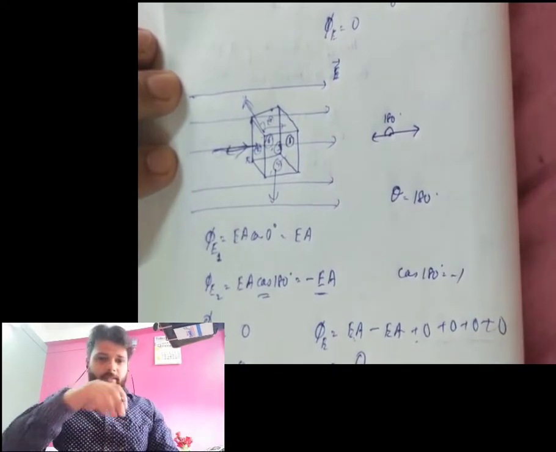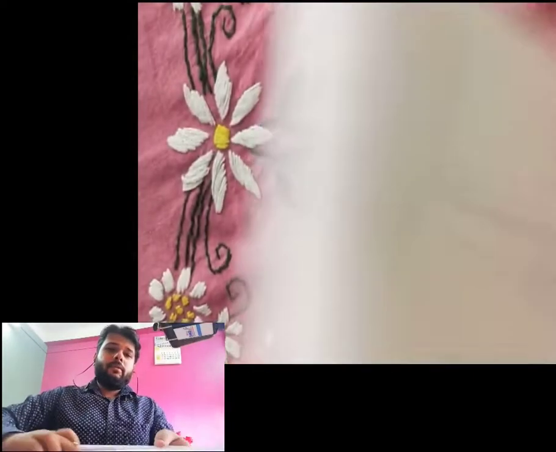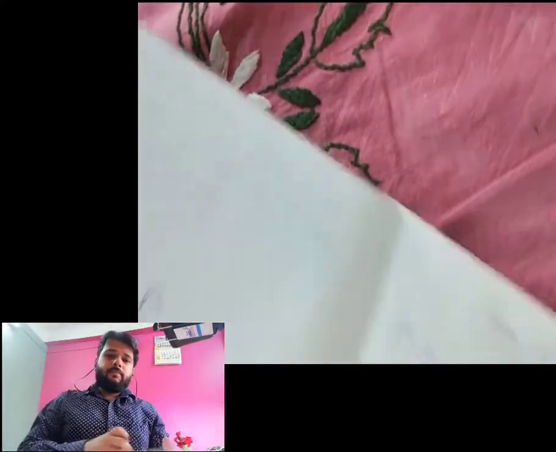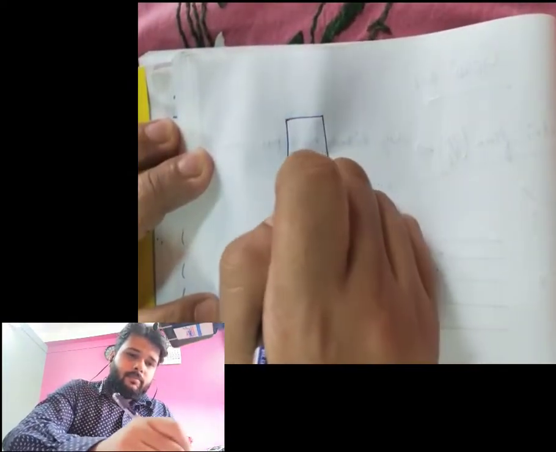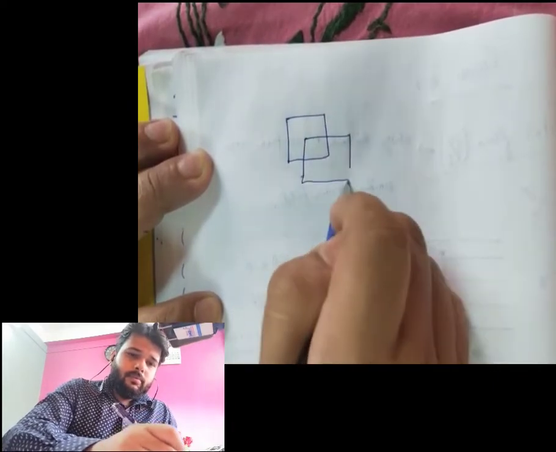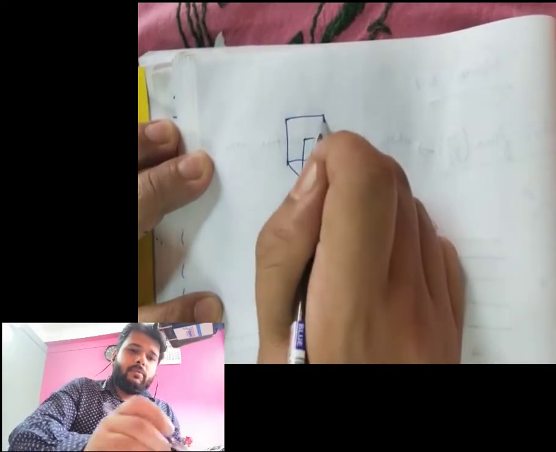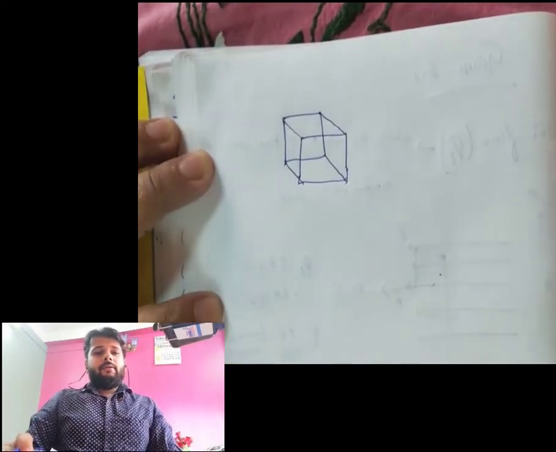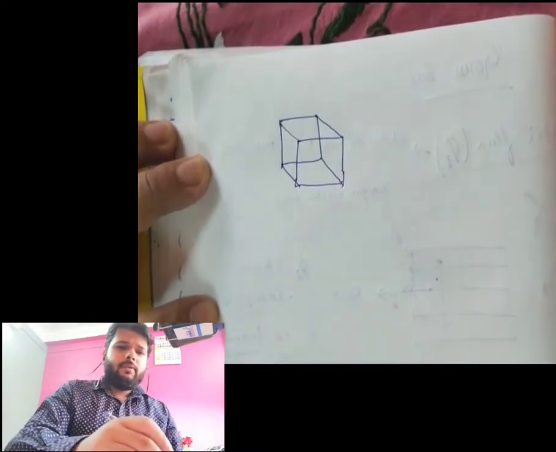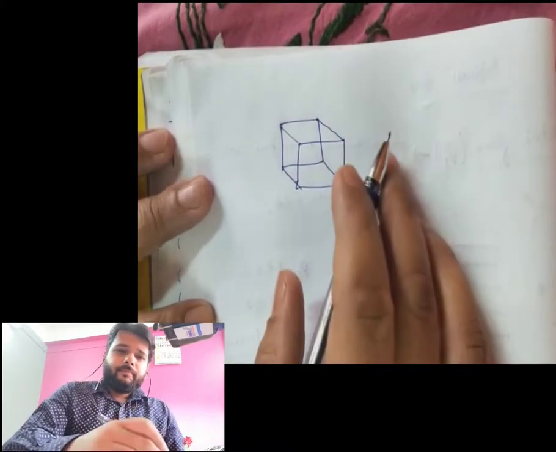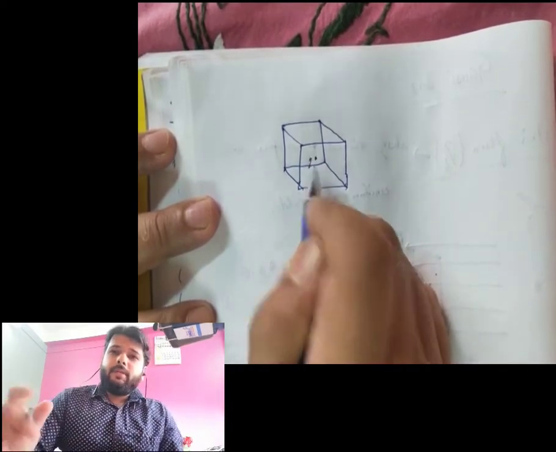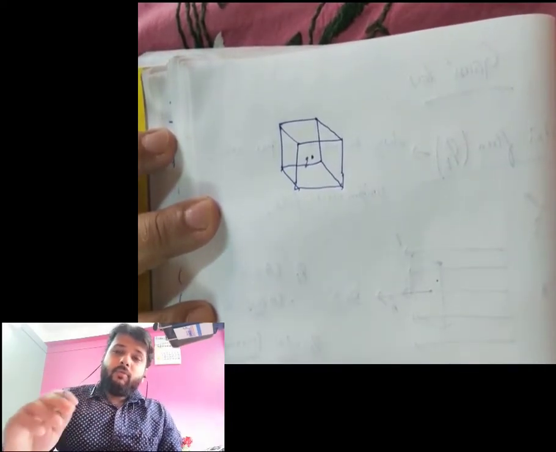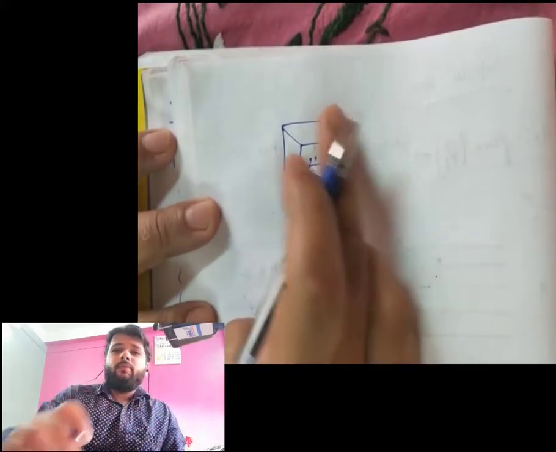Okay. Next, suppose there is a cube. Assume it to be a cube. It seems to be a cuboid, right? Suppose it is a cube. Now if I place a charge q inside the cube, then what will be the electric flux linked with this cube?